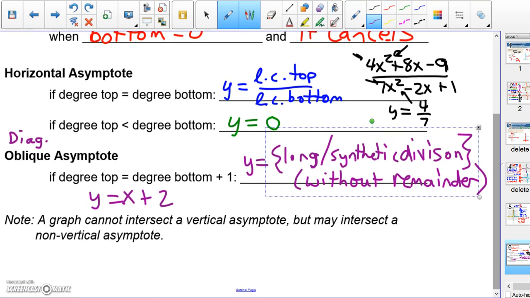Note, a graph cannot intersect a vertical asymptote, but it may intersect a non-vertical. So it might actually cross a horizontal or an oblique, but it will not cross a vertical asymptote.